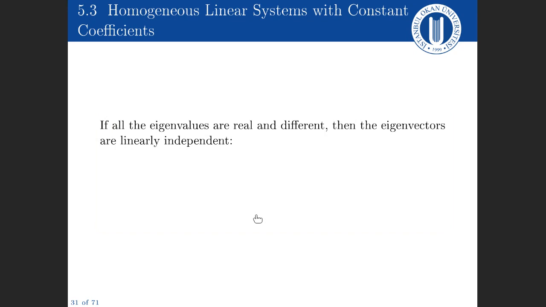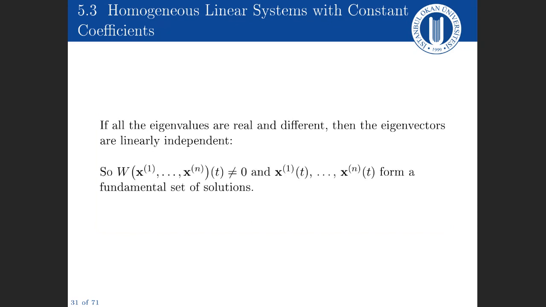A fact from linear algebra. If all of the eigenvalues are real and different, then the eigenvectors are all linearly independent. Because the eigenvectors are linearly independent, that means the Wronskian of our solutions must be non-zero. In other words, our n solutions must form a fundamental set of solutions. If you have real different eigenvalues, then we don't need to worry about if our solutions are linearly independent, because we know from linear algebra that they must always be linearly independent. They must always give us a fundamental set of solutions.